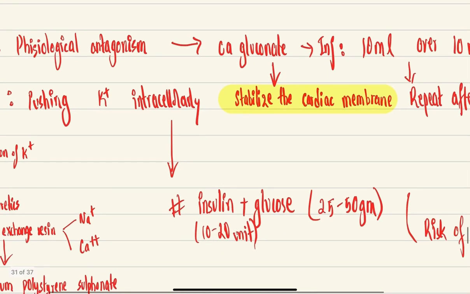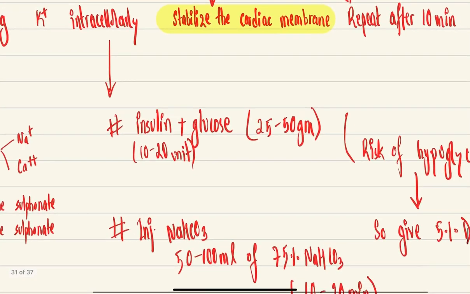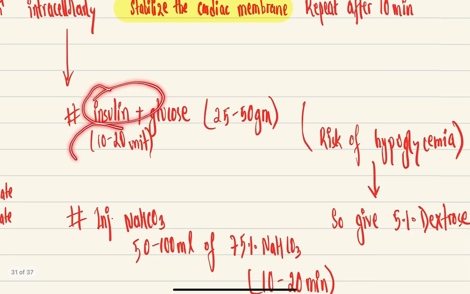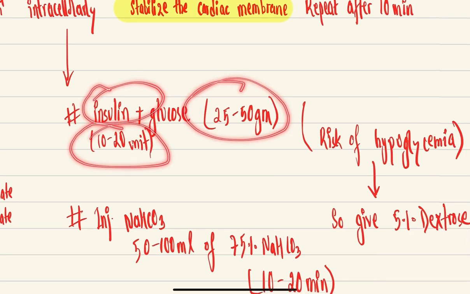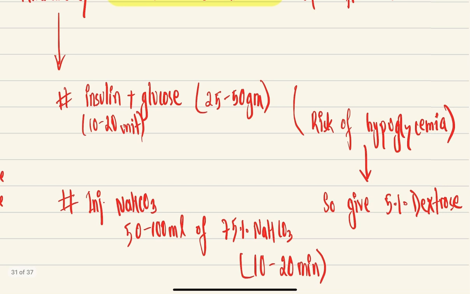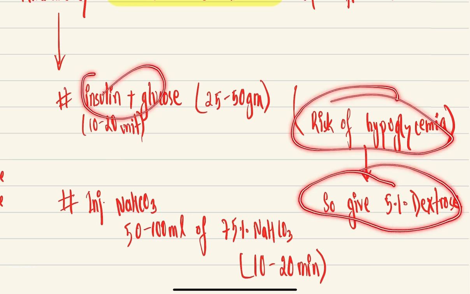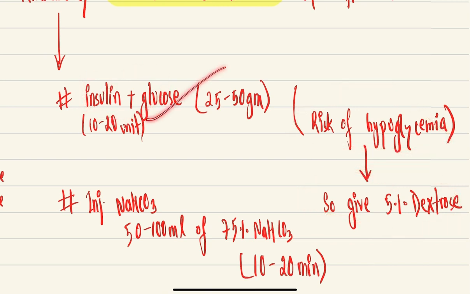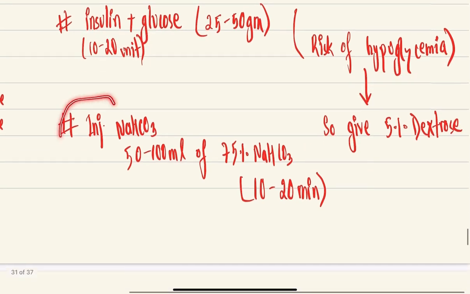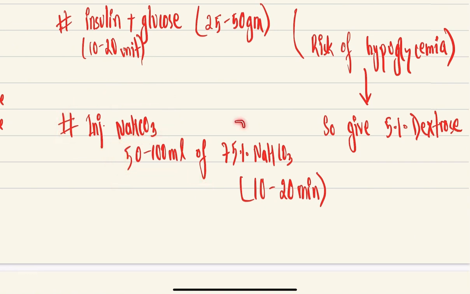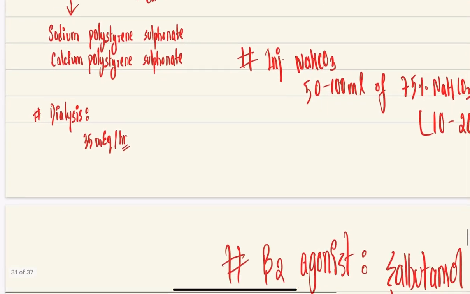And next is pushing the potassium intracellularly using insulin plus glucose. Regular insulin can be given 10 to 20 units and glucose 25 to 50 grams. There is a risk of hypoglycemia while giving insulin, so we should give 5% dextrose after giving insulin. Another is injection sodium bicarb. It can be given like 50 to 100 ml of 7.5% sodium bicarb over 10 to 20 minutes.